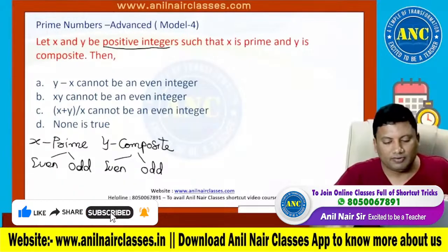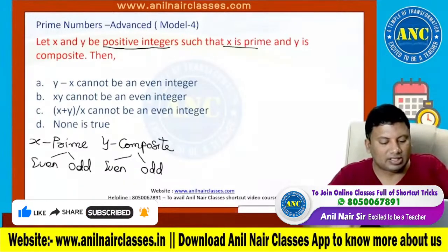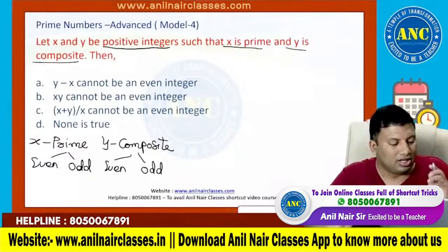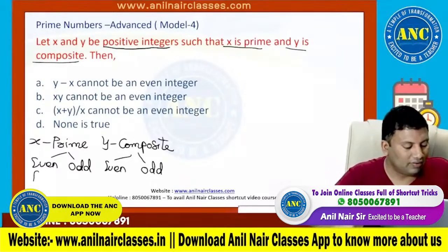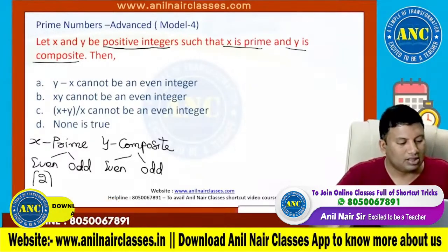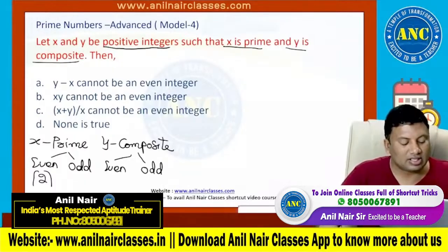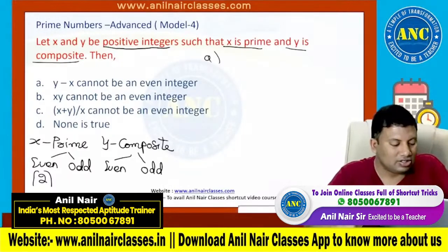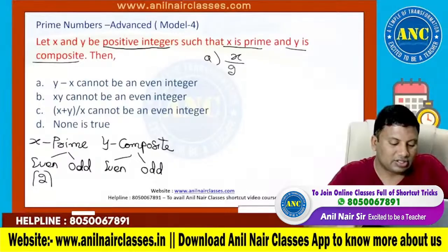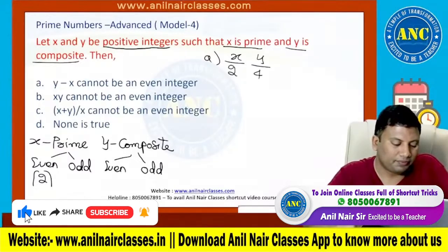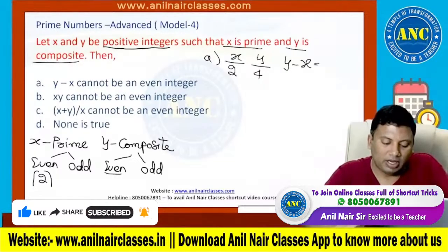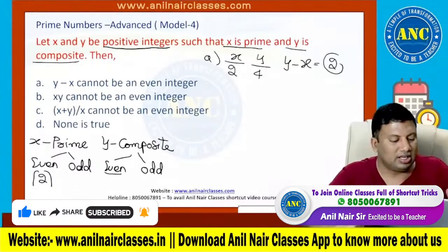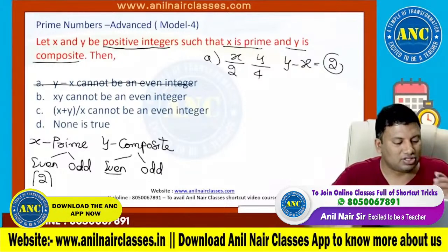Now, first case, x is prime, y is composite, so I divided into even and odd. Even, it has to be 2. The first case, y minus x cannot be an even integer. Suppose I take x as 2, y as 4, an even number, right? Y minus x, 4 minus 2, 2 is an even integer.